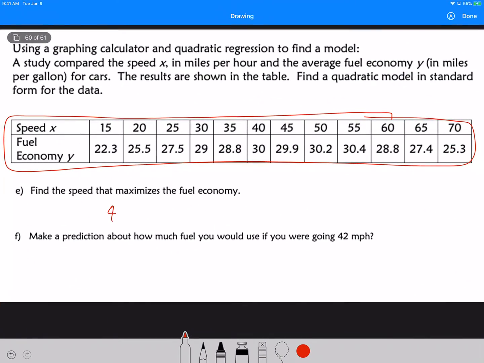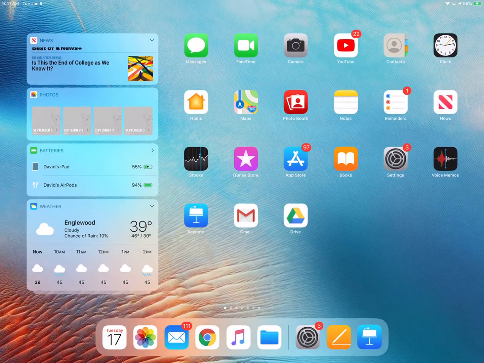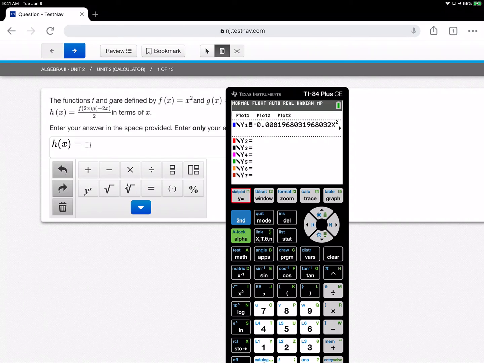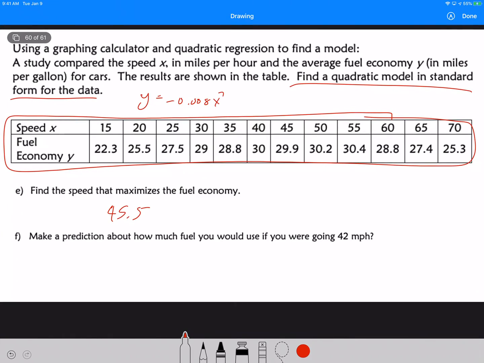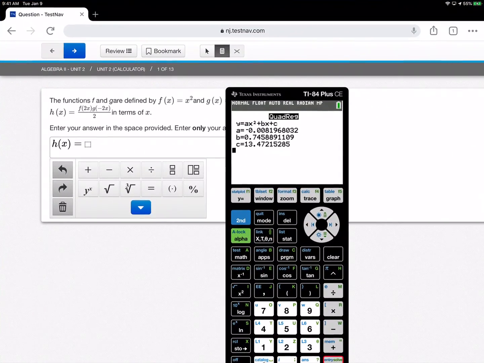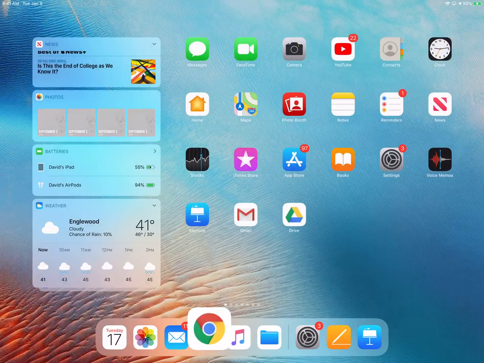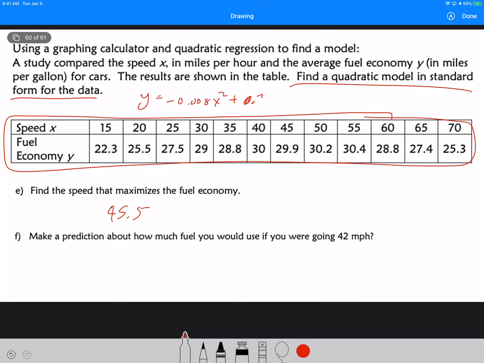So this is what I mean. And find the quadratic model in standard form of the data. That is the equation that I would use for my ABC values. I would write y is equal to, if I just go back here, of course I will not be writing all these data points, but I think this would be a lot better. So negative 0.008, that's good enough. So going back here, negative 0.008x squared plus 0.745x, and then plus 13 point, I believe it was like 8 something-ish, but you get the idea. So you get the equation, you get the speed that maximizes the fuel economy.